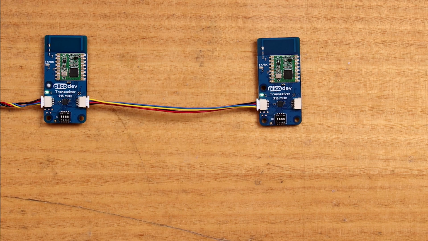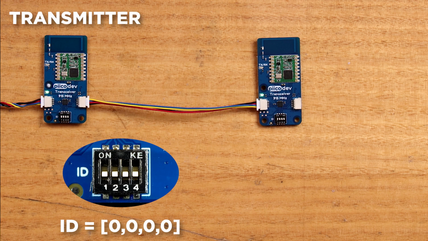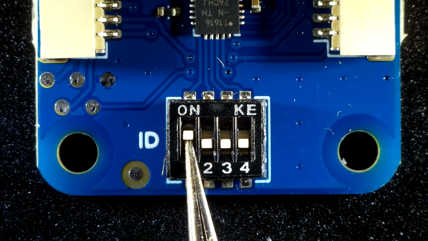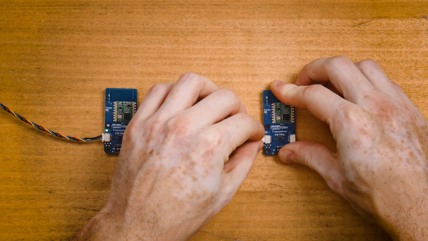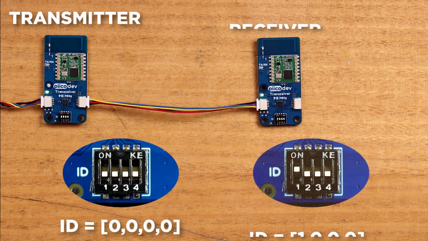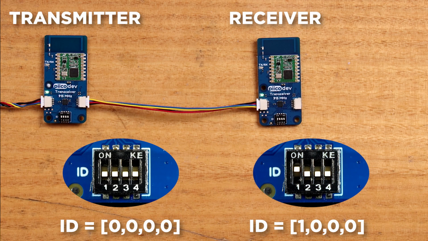Recall that we're already working with a transceiver that has all its ID switches off. To add a second transceiver, you first need to set a unique ID. Do this by setting the first ID switch on, and then the rest can remain off. Then daisy chain the new transceiver onto the PiicoDev bus.